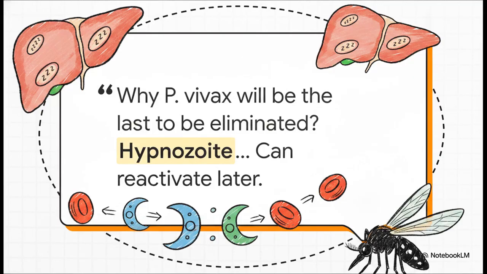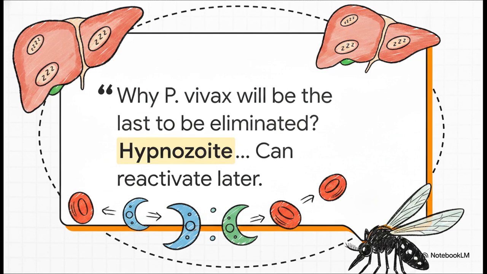This leads to a profound reality highlighted in your syllabus. Quote, why P. vivax will be the last human malarial parasite to be eliminated. Hypnozoite can reactivate later. Unquote. This represents just a massive global health challenge. I mean, how do you totally eradicate a parasite that can simply go to sleep inside our organs, completely hiding from the immune system and dodging most standard blood stage drugs?